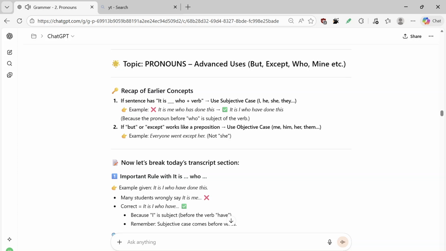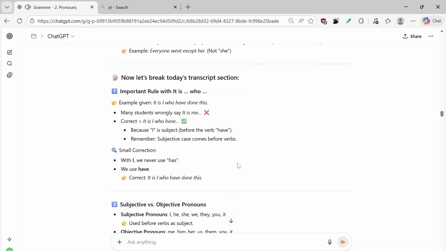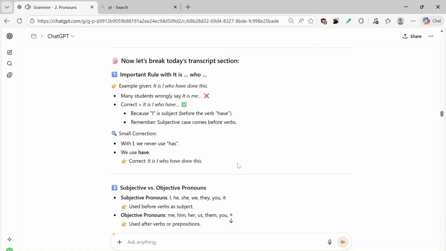Now let's break down today's transcript section. Important rule with "it is who." Example given: "It is I who have done this." Many students wrongly say "it is me." Correct: "It is I who have," because I is the subject before the verb "have." Remember, the subjective case comes before verbs. Small correction: with I, we never use "has." We use "have." Correct: "It is I who have done this."